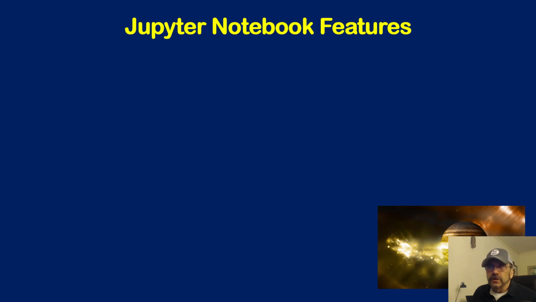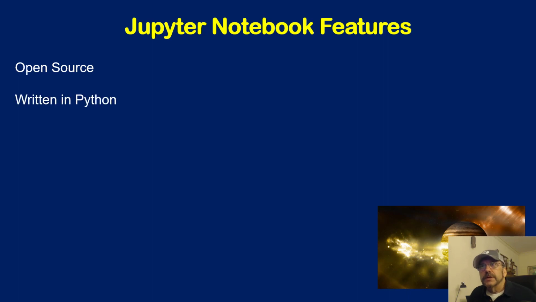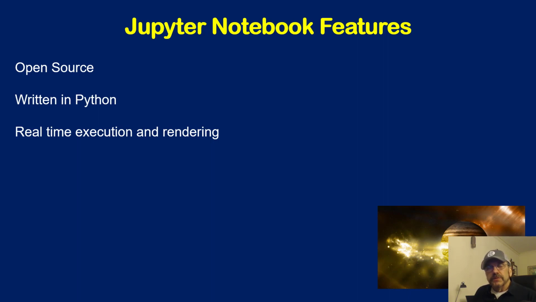So what are the features of Jupyter Notebook? Because that's really going to be a big part of what you're getting. Well, first of all, Jupyter Notebook is open source. It's written in Python and supports Python, but it also supports, as I mentioned, other languages. It supports real-time execution and rendering. It's meant to be a very interactive environment for developing things. So if you haven't used notebooks before, it's a little different kind of experience.